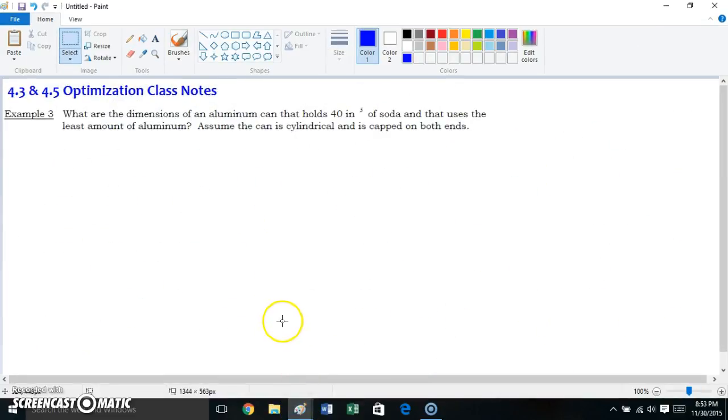Example number 3. What are the dimensions of an aluminum can that holds 40 inches cubed, 40 cubic inches of soda, and that uses the least amount of aluminum? So right there, least amount of aluminum. There's my goal. I want to minimize surface area. Assume that the can is cylindrical and capped at both ends.